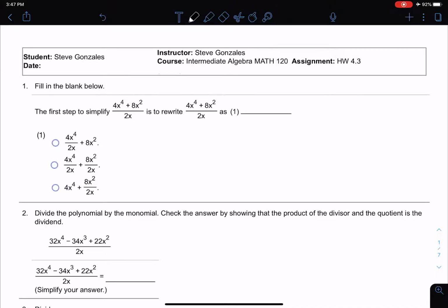Hello, Math 120, and this is Professor Gonzalez, and I would like to do some problems from homework 4.3, which takes a look at division of polynomials.